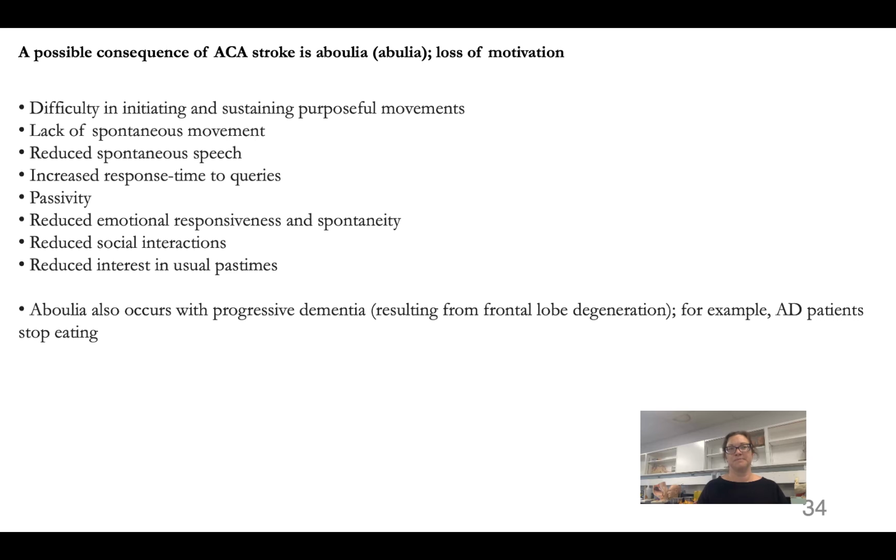So abulia is a really problematic symptom of mental illness. And it's not that you're crying all day long. Sometimes when you're depressed, you just don't feel like doing anything. And that manifestation is called abulia. Abulia also occurs with progressive dementia syndrome. That's secondary not to frontal lobe ischemia, but in this case to frontal lobe degeneration. For example, patients with Alzheimer's disease sometimes just stop eating. It's really difficult to feed them because they've just lost the motivation to eat.